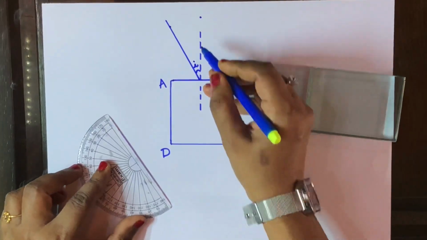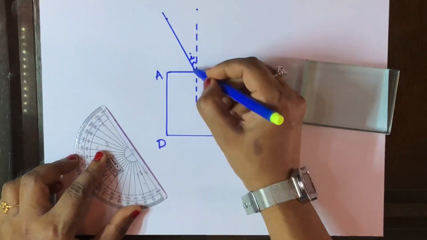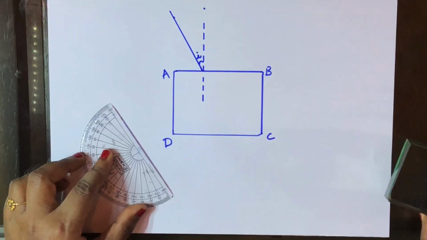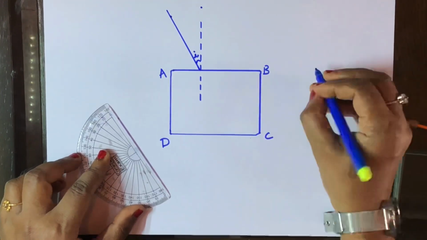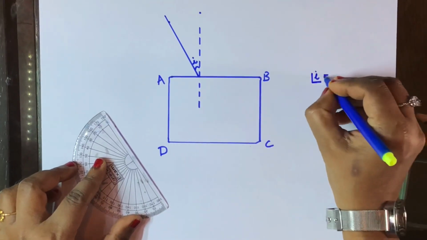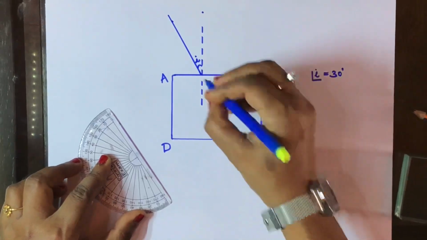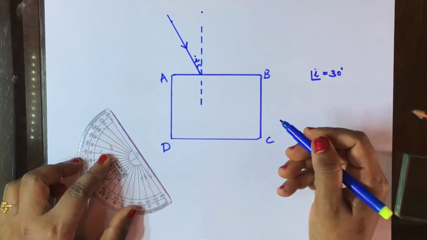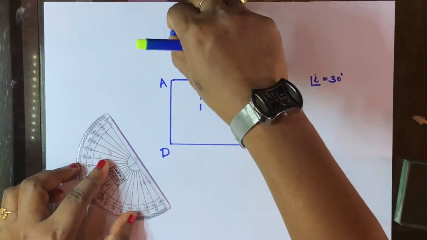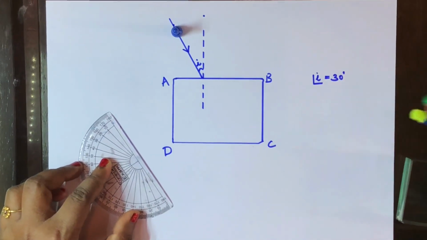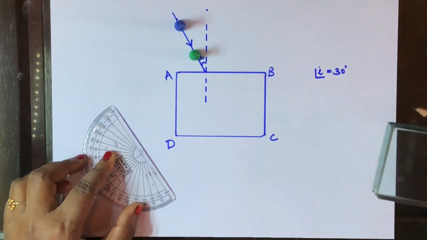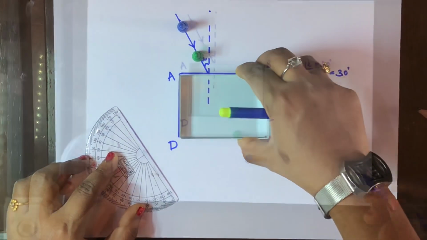So the angle formed between the normal and the incident ray is called the angle of incidence, and this angle of incidence I have measured as 30 degrees. This is the incident ray. Now I am placing two pins on the incident ray and then replace the glass slab into its outline.